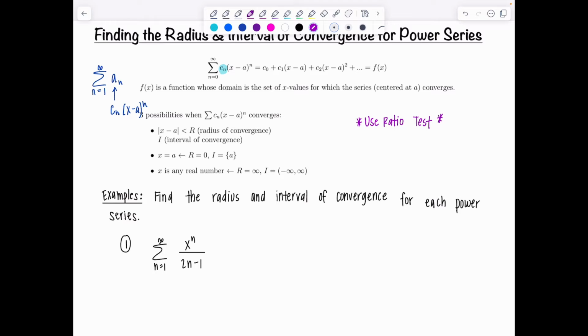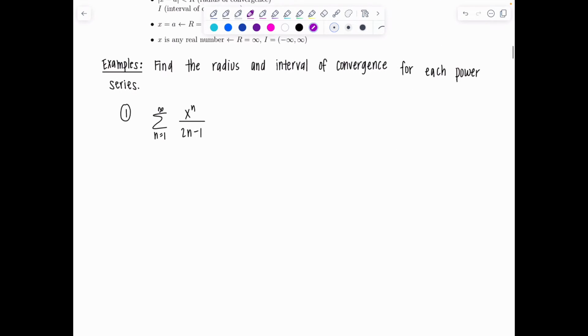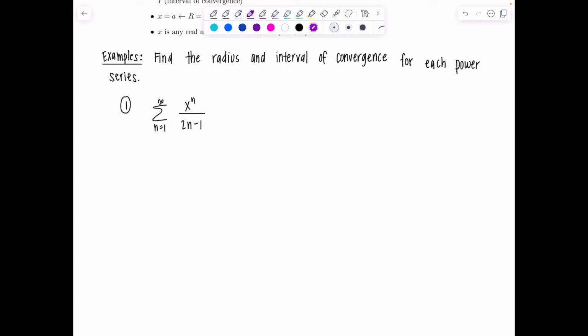But if there's time at the end, maybe I'll throw in lucky example number 7 and we'll do a root test just for you to see, okay? Fab. So here we go. Find the radius and interval of convergence for each power series. I'm going to go ahead and do the ratio test.